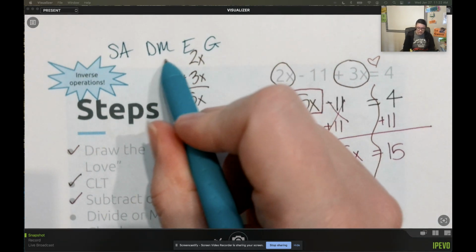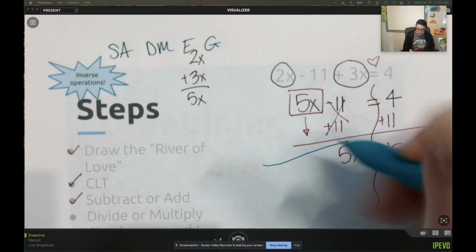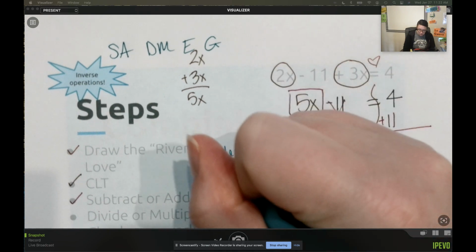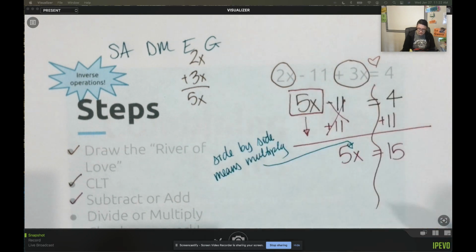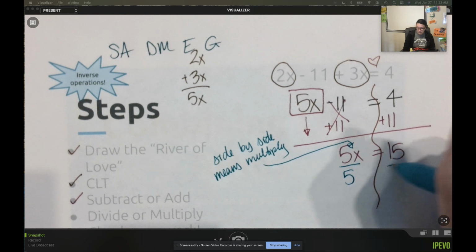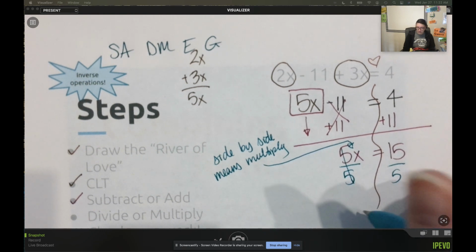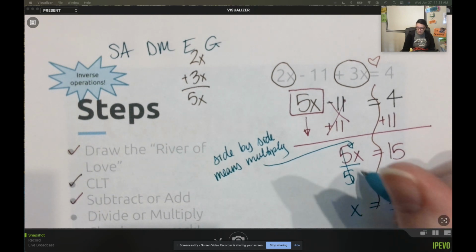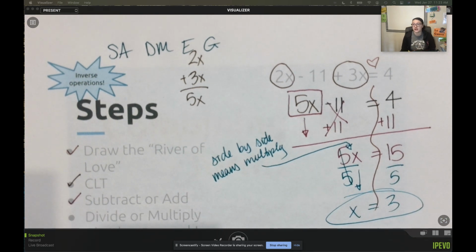Now, my dividing and multiplication. 5 and x side by side. Side by side means multiply. The inverse of multiplication then is, of course, division. So I have to divide both sides by 5. Multiplying and dividing by 5 eliminates each other. They're inverse operations. 15 divided by 5 is 3. Don't forget to bring down that x. And we see that x is equal to 3.